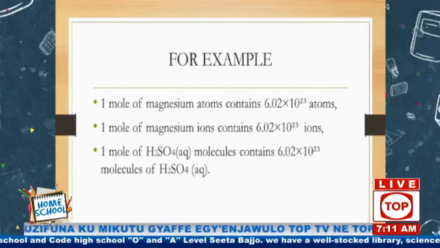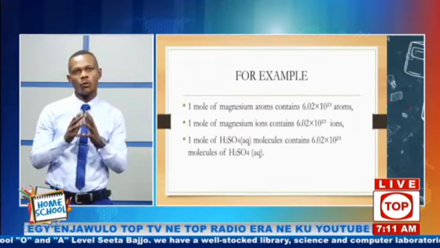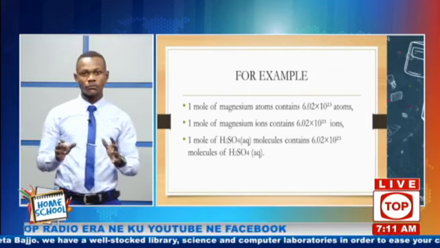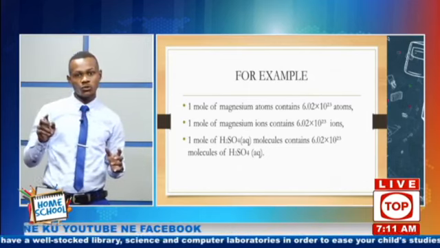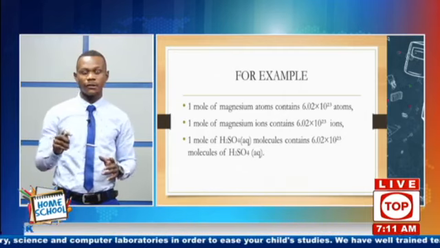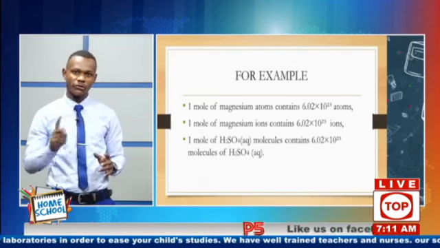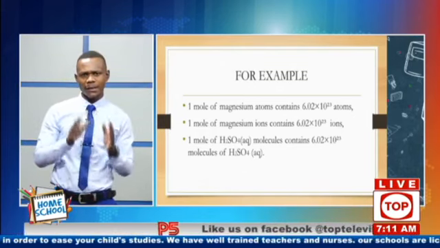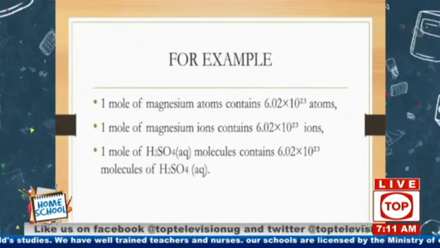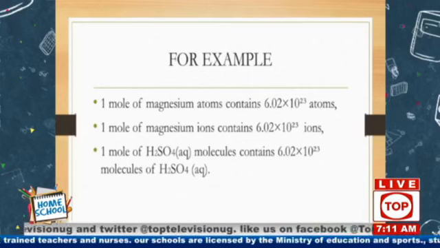You look at a group. If now we just pick a portion of magnesium atoms, okay? We say 1 mole of magnesium atoms contain 6.02 times 10 power 23 particles, okay? Just 1 mole contains those particles. Also, when we go to magnesium ions, we realize that also when we say just 1 mole of magnesium ions, 1 group of magnesium ions will contain those particles.